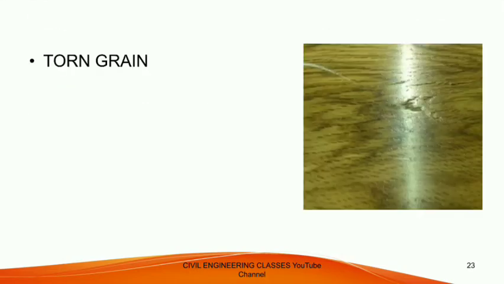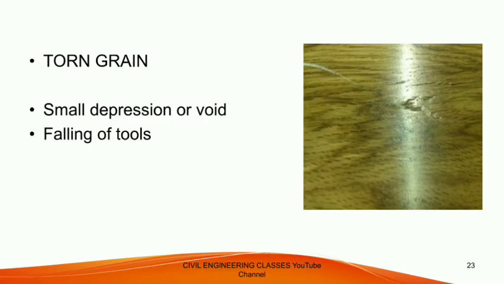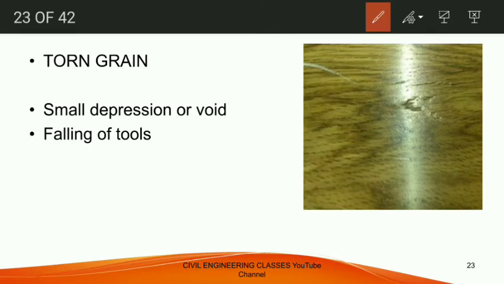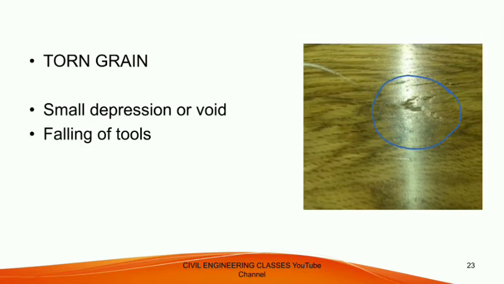Next one is torn mark. Torn mark is a small depression or void that has occurred due to the falling of the tools. We are using many tools like chisel and all for conversion of timber and making the surface plain. During that time, some marks or voids are left because of the falling of the tools. It is called torn grain.